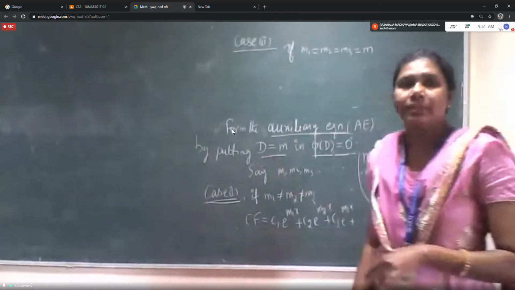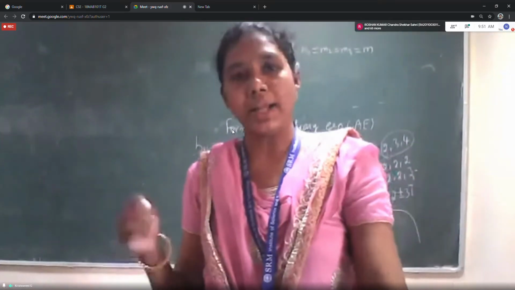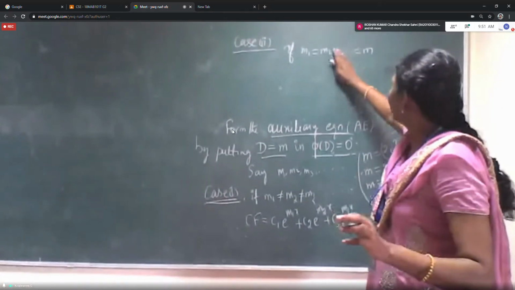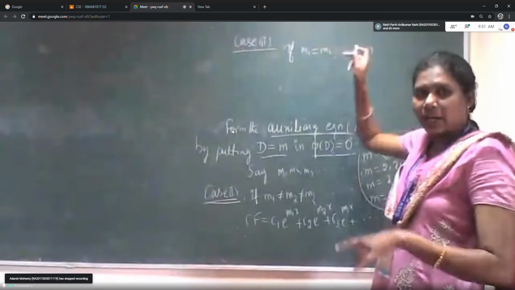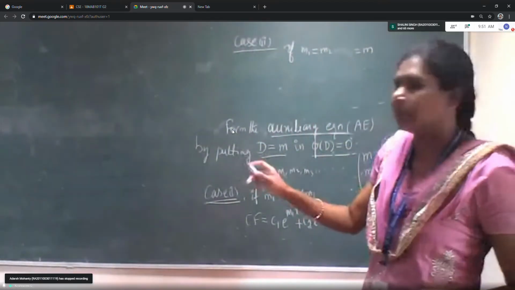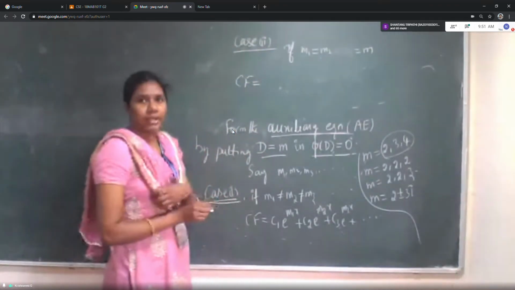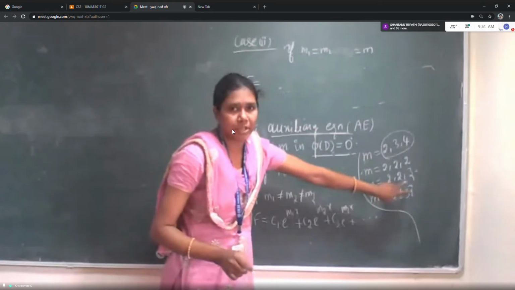Ma'am, real and equal or unequal? Remaining be real and unequal. We can take only two roots equal. You don't take M3 here. M1 equal to M2 equal to M, and the remaining be real and unequal. Okay, two roots are equal for this, for 2, 2, 3.